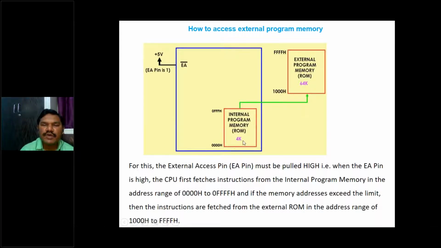So after 4 KB, the next value is FFFFH. So how do we call this one? If you want to call this internal memory, the external access pin must be high. When the pin is high, the CPU fetches instructions from the internal program memory. Why internal program? Because when EA bar is 0, it accesses only internal memory.